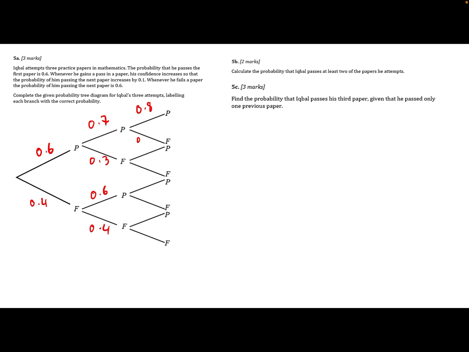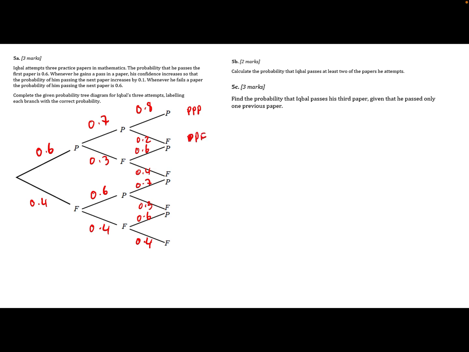The third one is going to be 0.8 and 0.2, but then he failed, so that's going to go back to 0.6, 0.4. Here he passed, so it's going to be 0.7 and 0.3, and here he's failed twice, so it's going to be 0.6 and 0.4. Now, you've got all 3 marks if you just did that, but I've told you many times, don't be lazy with your tree diagrams. Let's see your outcomes.